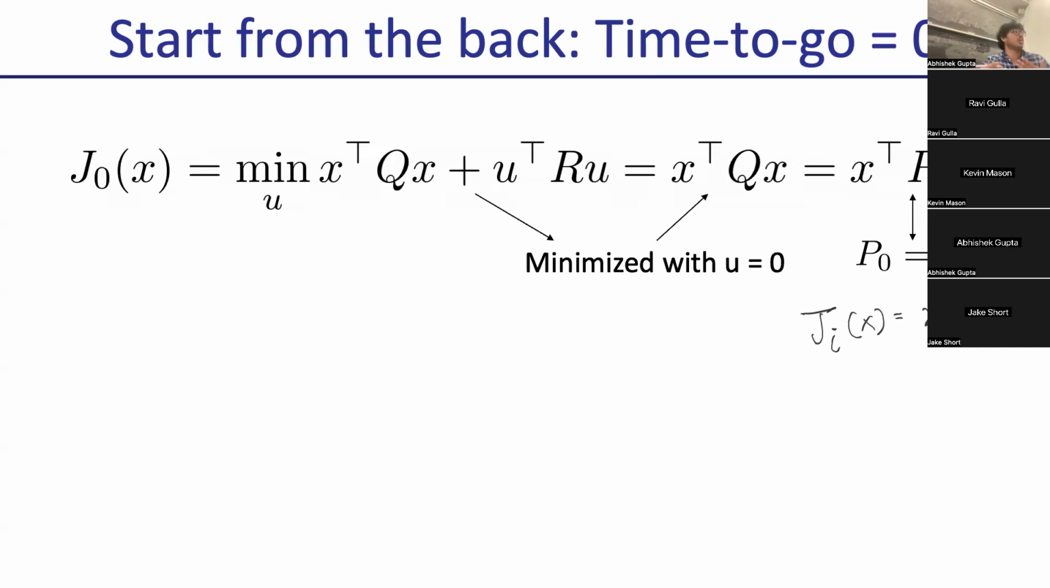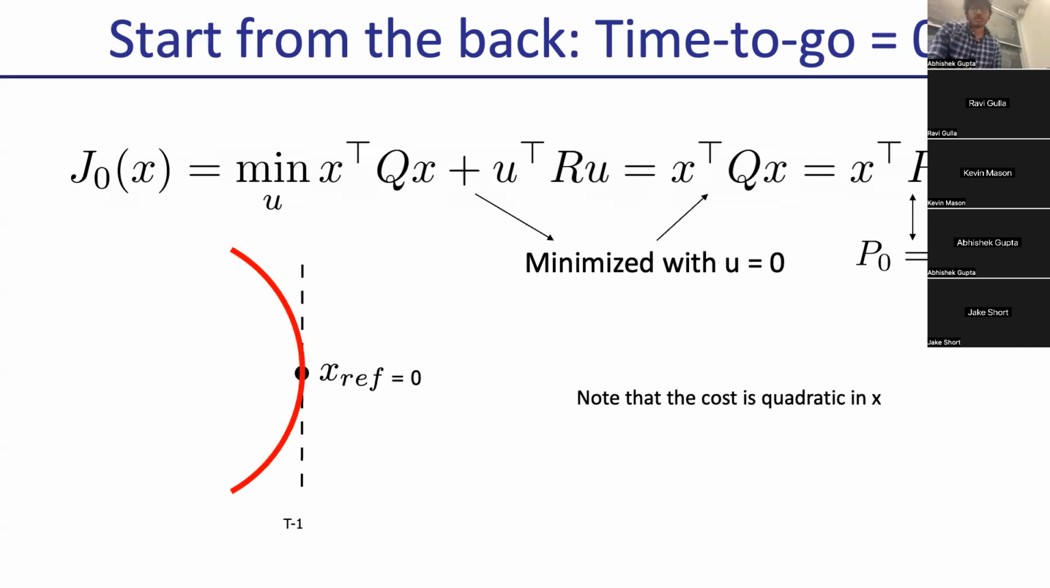And we're going to show a recursion to compute what P at any I is going to be. So we've done the base case, right? We've done the last time step, U is 0, and you just incur cost according to X transpose QX. Okay. Any questions here? Does it make sense? Yes? Okay.